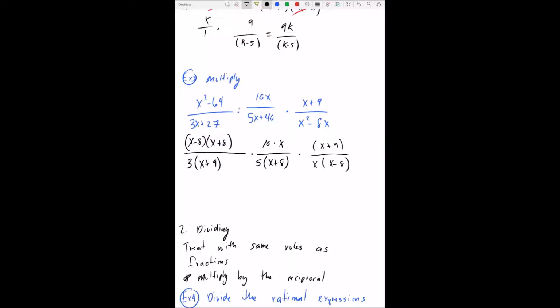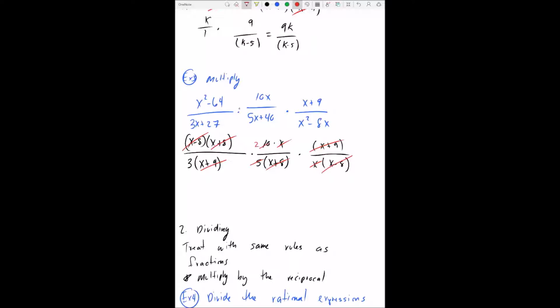So let's look top and bottom. Can we cancel anything out? Well, the 10 and 5. Because what's 10 divided by 5? It's 2. So we can cancel that out, and that's left with 2. So let's look diagonally. Well, diagonally, it doesn't matter how far it is. If it's diagonal, we can do it. So we can do this x plus 9 and this x plus 9. This x plus 8, this x plus 8, x minus 8, x minus 8, and this x, and that x.